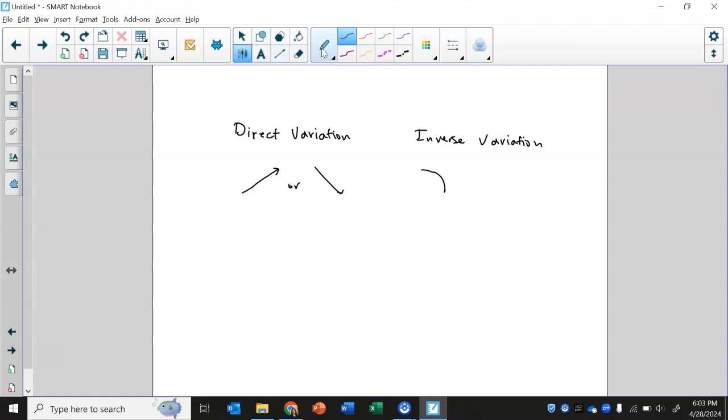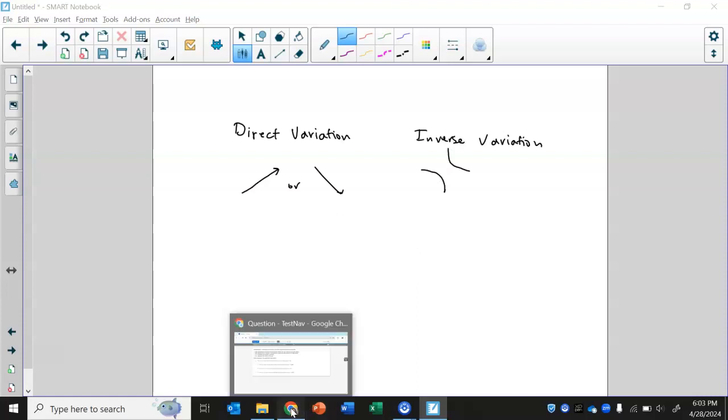Inverse variation, on the other hand, is the opposite. Basically, as one goes up, the other one goes down. If one goes down, the other one goes up. I don't know what I'm trying to draw here, but that's the graph. Okay, so let's see what we have here.